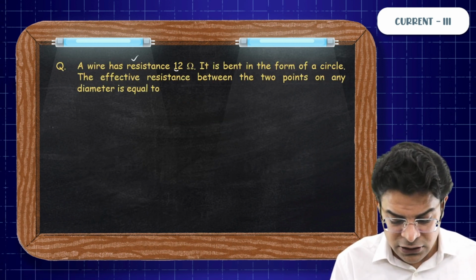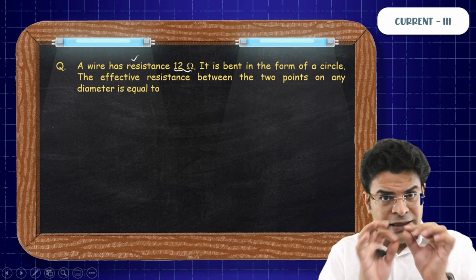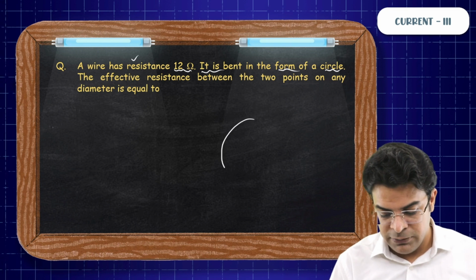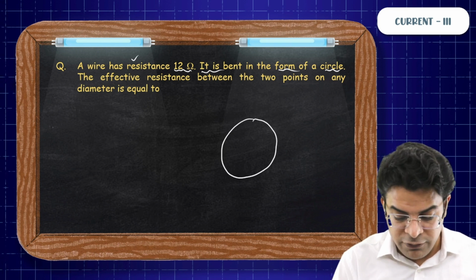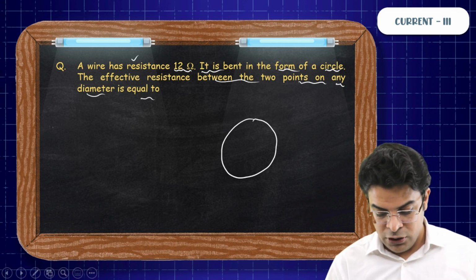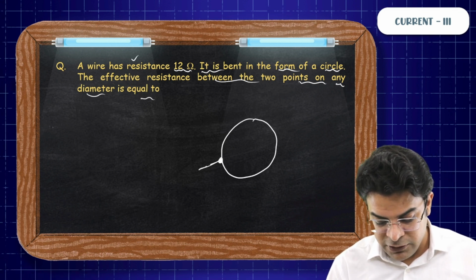A wire has resistance of 12 ohm. It is bent in the form of a circle. The effective resistance between 2 points on any diameter is equal to. So what is the effective resistance between 2 points on any diameter?